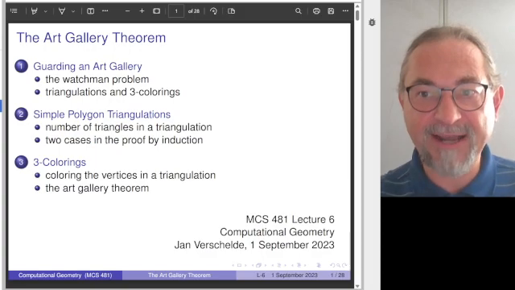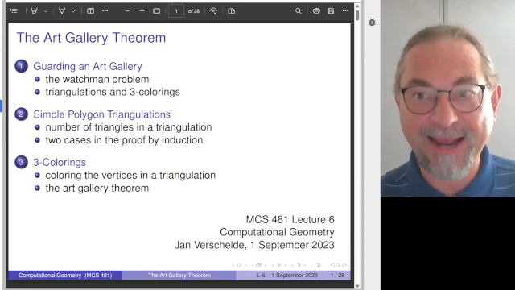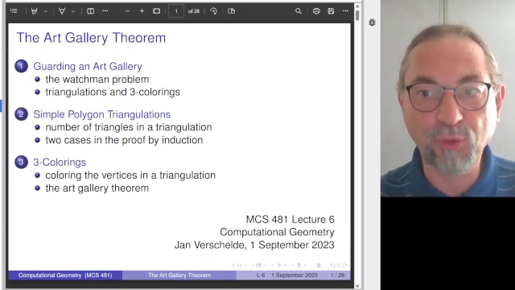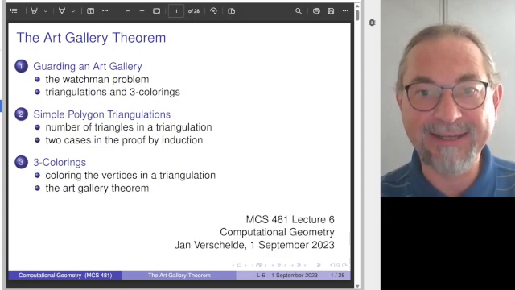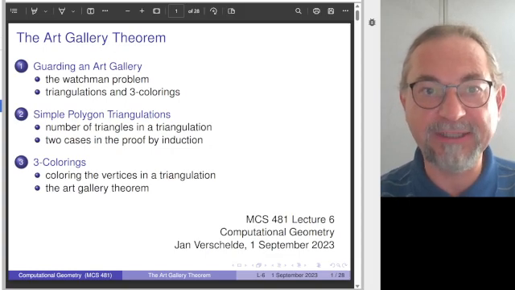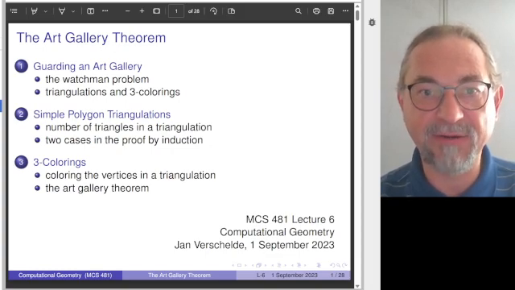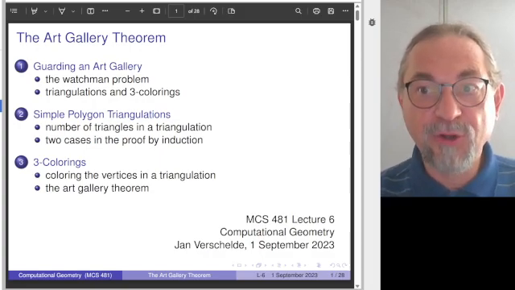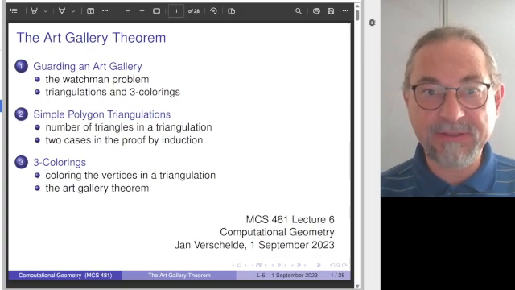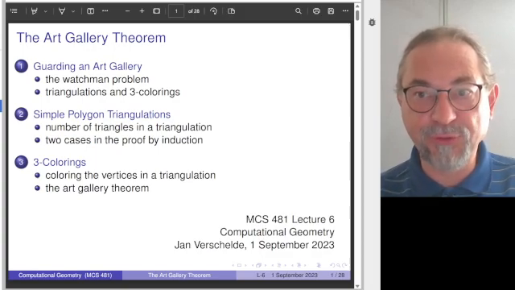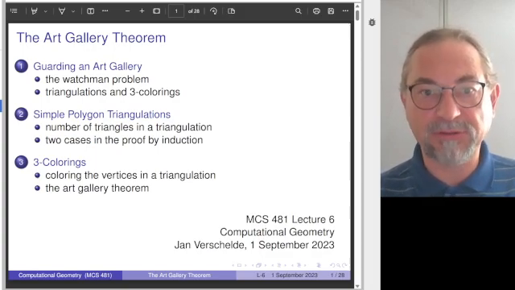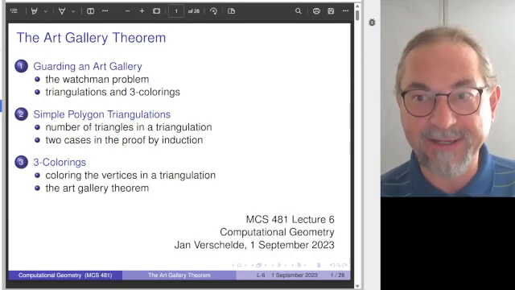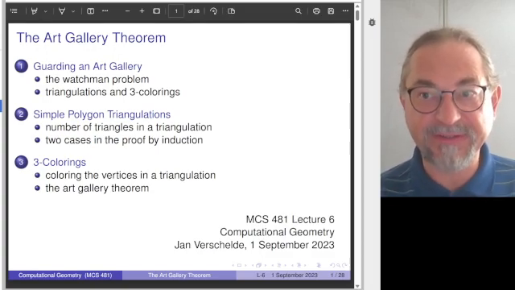You have an art gallery. How many cameras do you need to guard the gallery? So this is solved. It's called the Art Gallery Theorem. And the purpose of this lecture is to go through the proof using concepts that we have introduced throughout the course already. So this is after the second week.